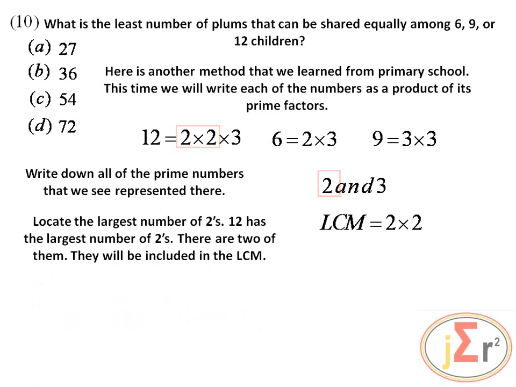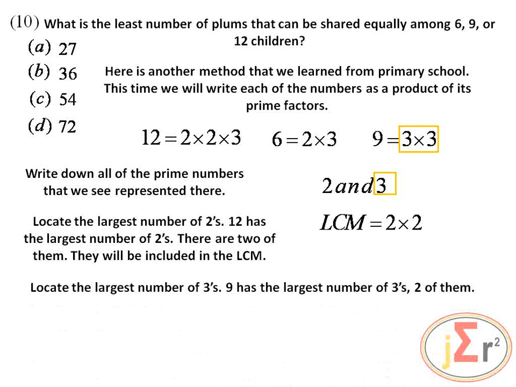Then we locate the largest number of 3's. Locate the largest number of 3's. 9 has the largest number of 3's. 2 of them. They are included in the LCM.